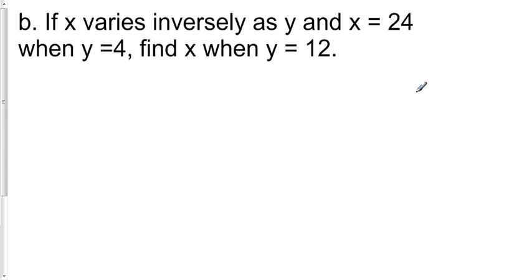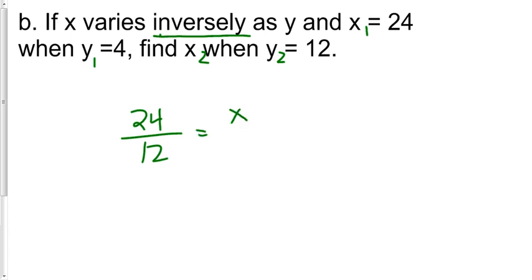I'll show you one more of the inverse variation. Notice it says x varies inversely as y. So x1 equals 24, y1 equals 4. Find x2 when y2 equals 12. Okay, so we want to set it up like this. 24 over 12, the first x value over the second y value, equals the second x value over the first y value. Now let's cross multiply and then divide by 12.